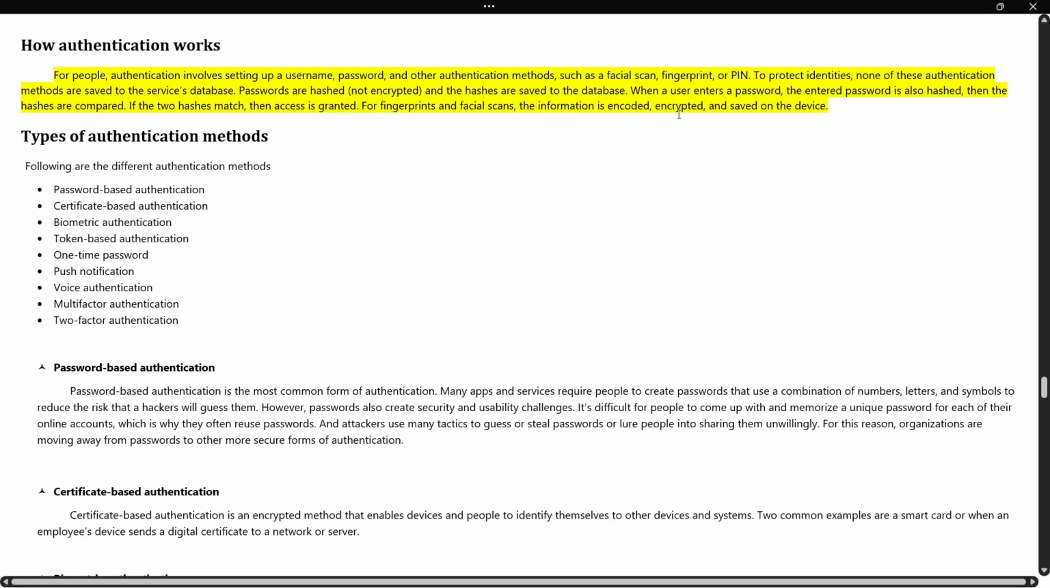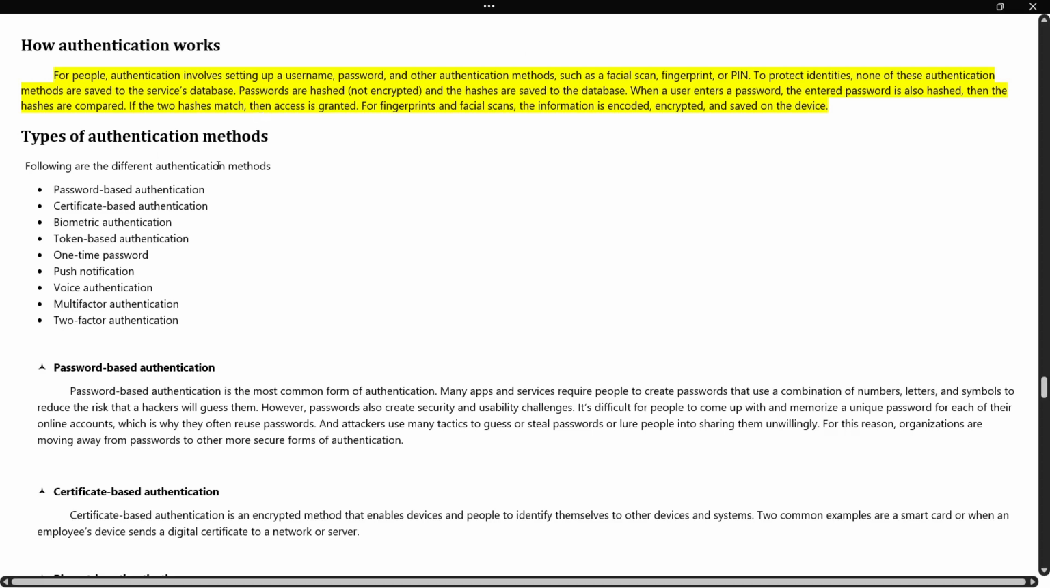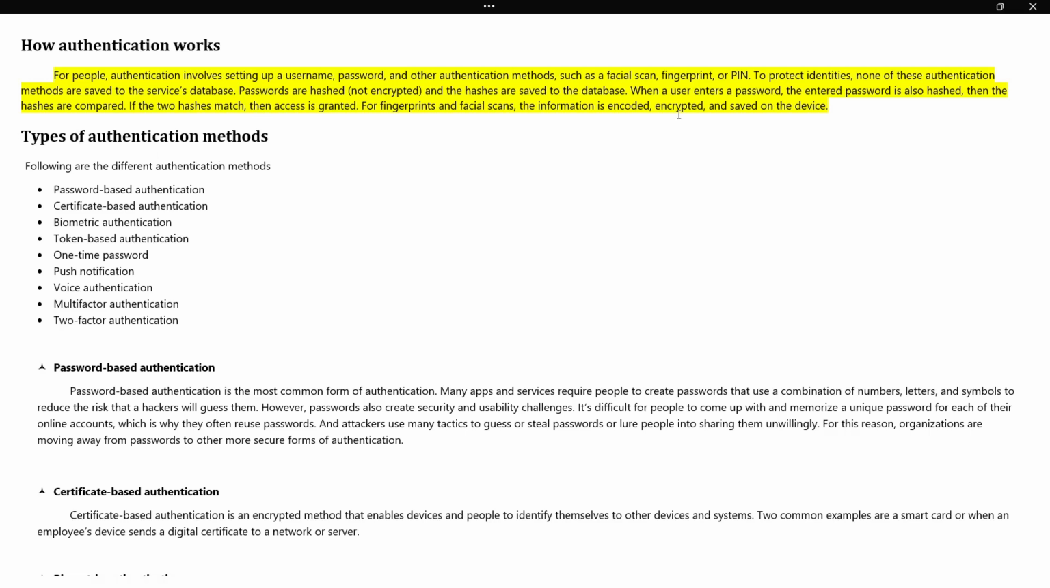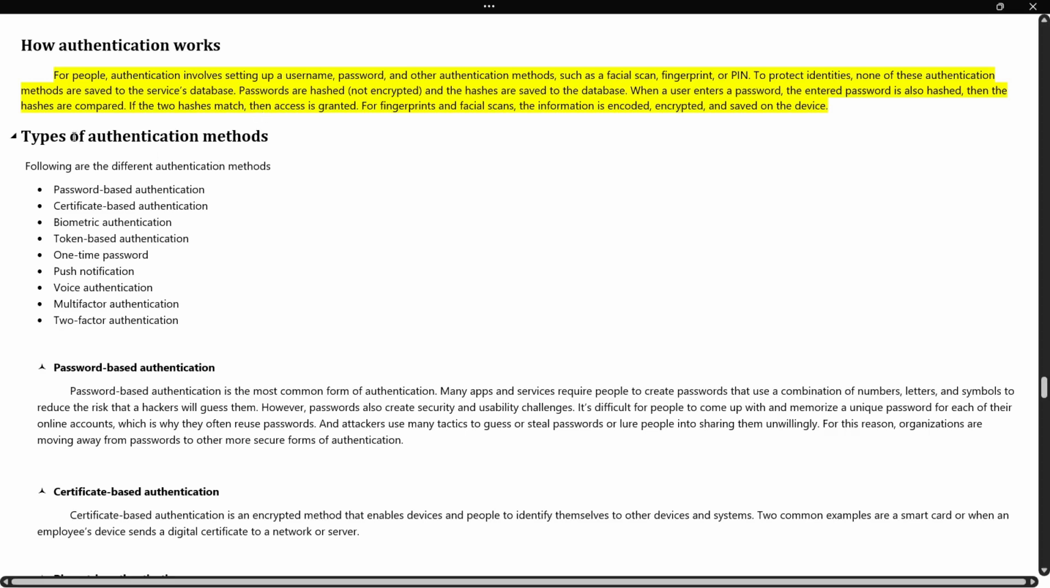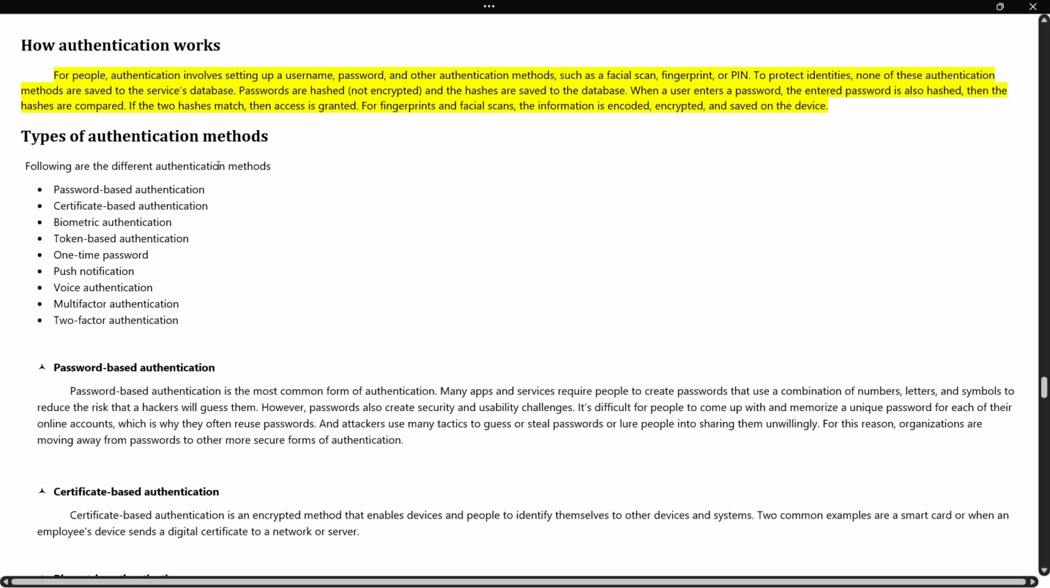Hope you got how the authentication works in the software system. Hope you understood what authentication is, why authentication is very important, whether in general or in the software world, and how the authentication works. Hope you all understood the concept clearly, and we will see the types of authentication in the next video.